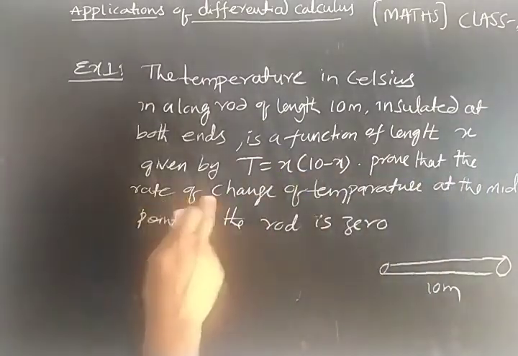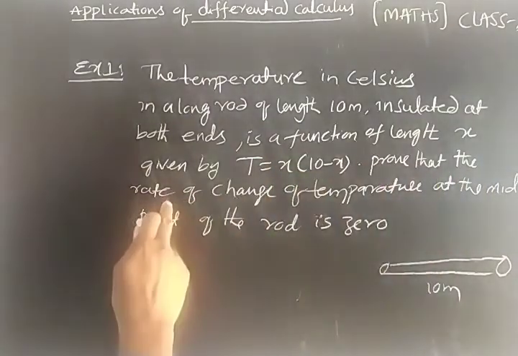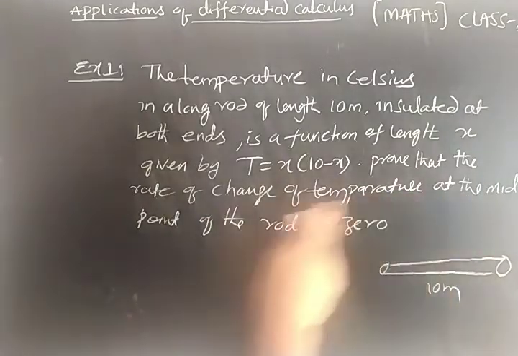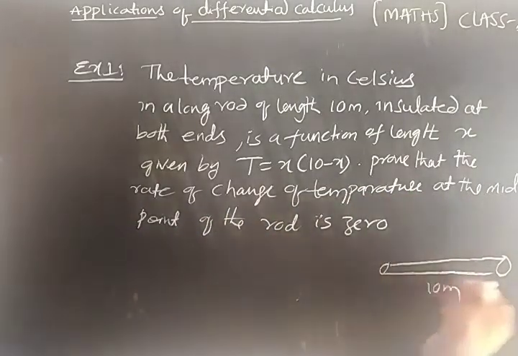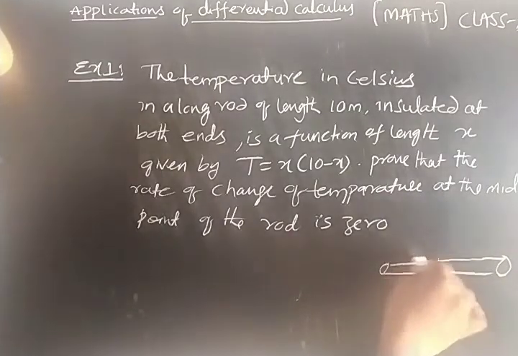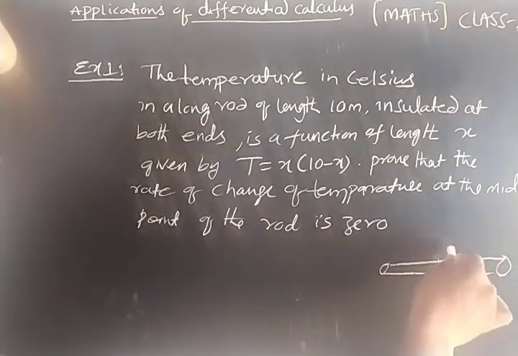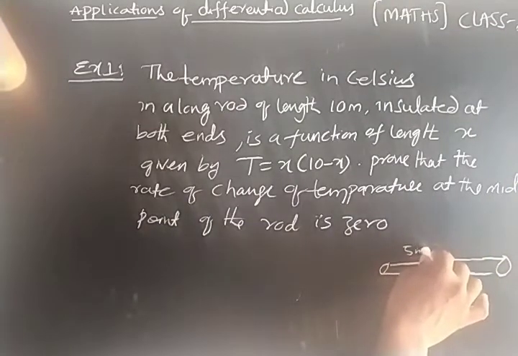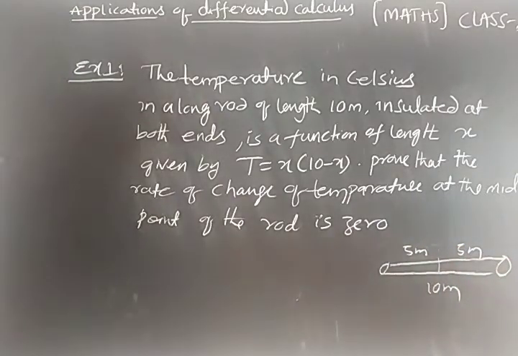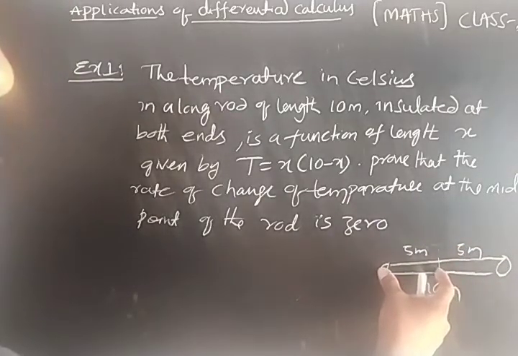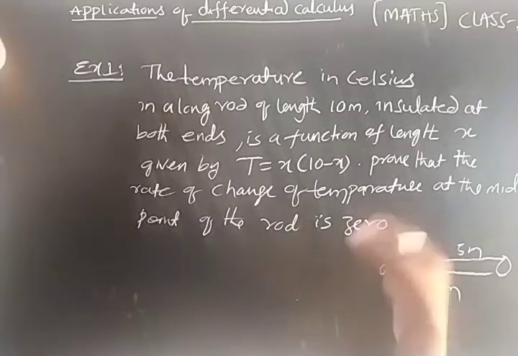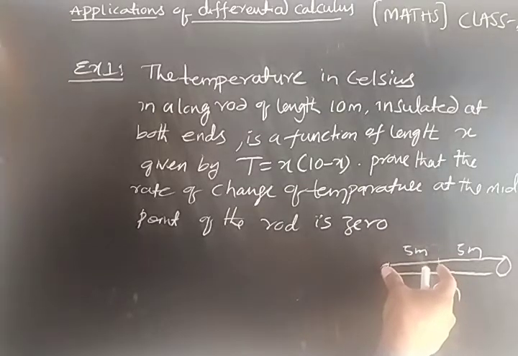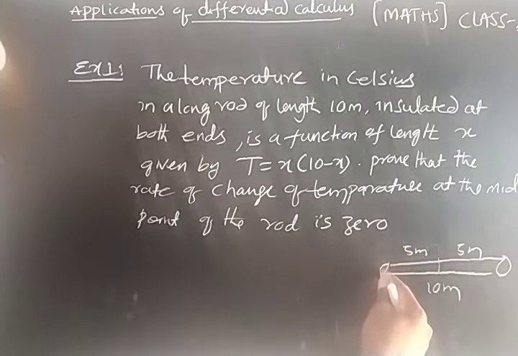So we have to prove the rate of change in temperature at the midpoint of the rod. The total length of the rod is 10 meters. At the midpoint, what is the length at the left hand side or right hand side? It will be 5 meters, 5 meters on each side. So we have to find the rate of change in temperature at the midpoint of the rod, which means when the length is 5 meters.